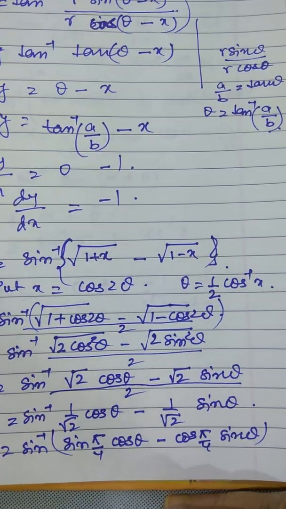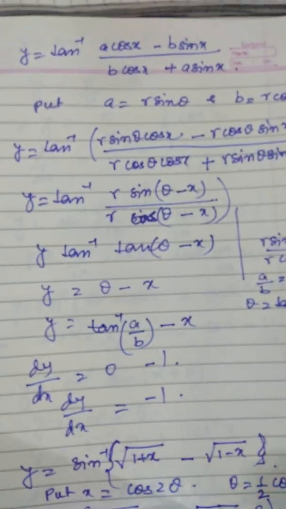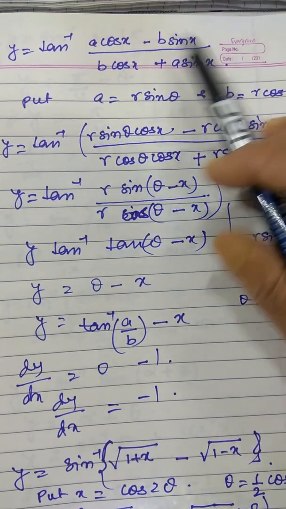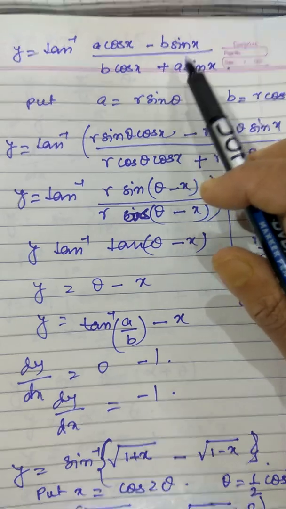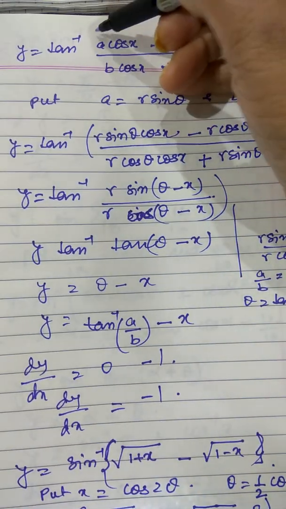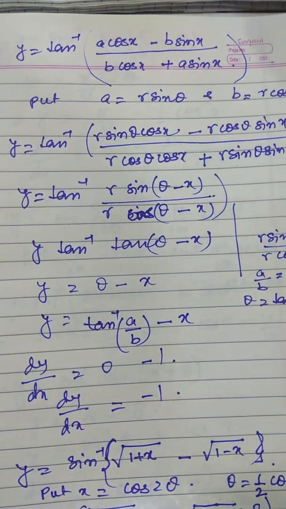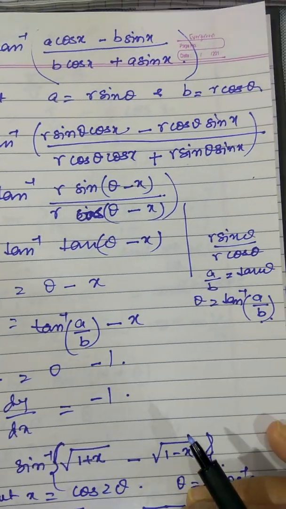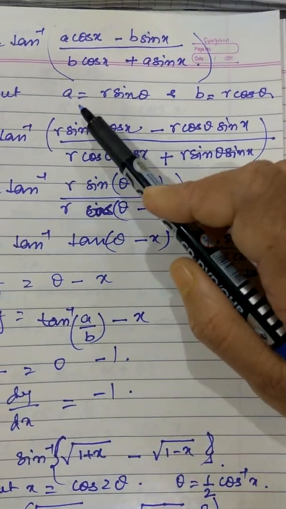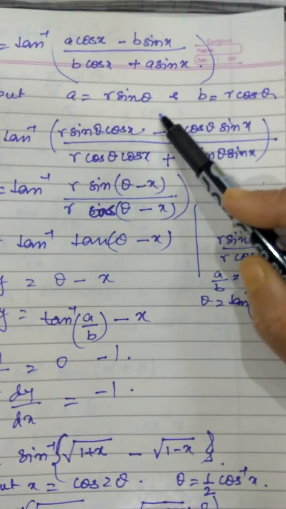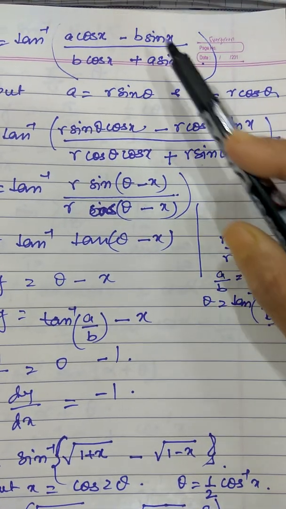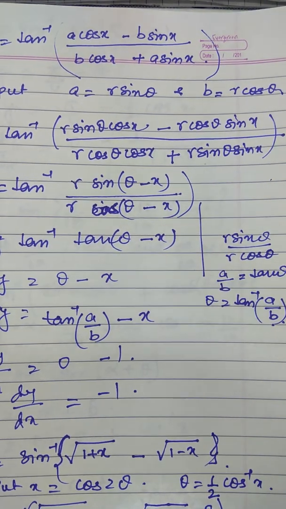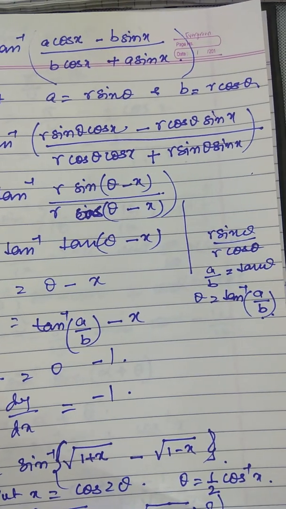Next is tan inverse of (a cos x minus b sin x) upon (b cos x plus a sin x). Again, we are going to reduce it to some tan theta form. Put a equals r sin theta and b equals r cos theta. So this will reduce to some standard form.